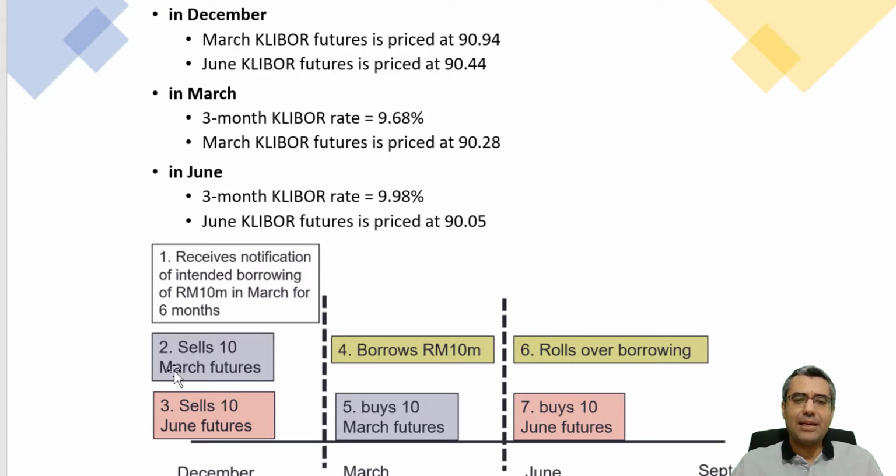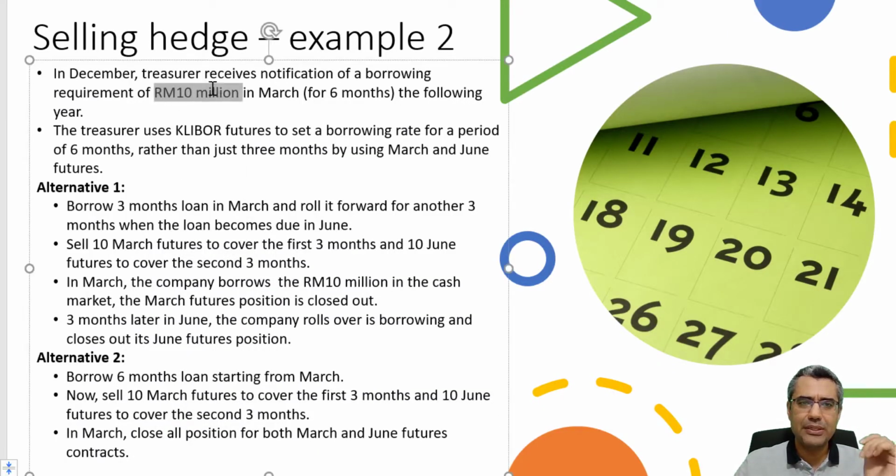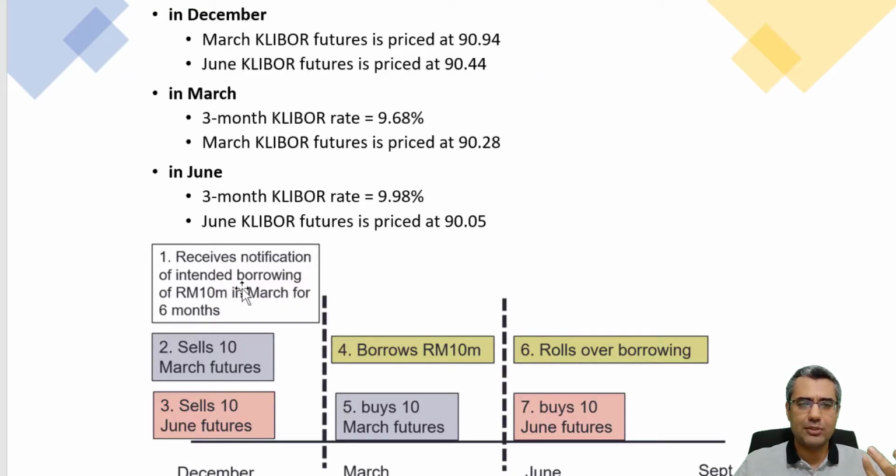So here I have summarized what you need to do step by step. Number 1, you already received a notification of intended borrowing of 10 million ringgit in March for 6 months. So today we know we need to borrow for 6 months in March. Now we know that we should short futures contracts, right? So what I do is I short 10 March futures contract. Why 10? Because it's 10 million ringgit, and the size of each contract is 1 million. So you need 10 contracts. So I short 10 March futures contract, and then I short 10 June futures contracts.